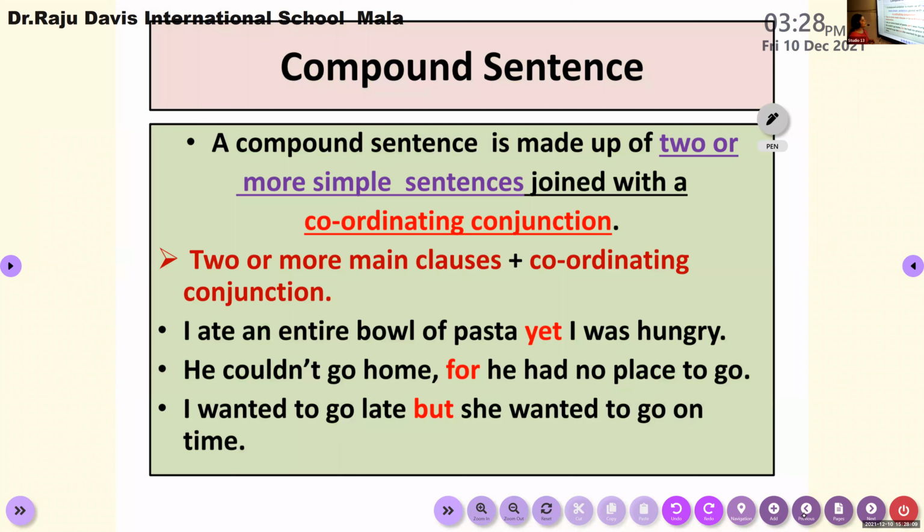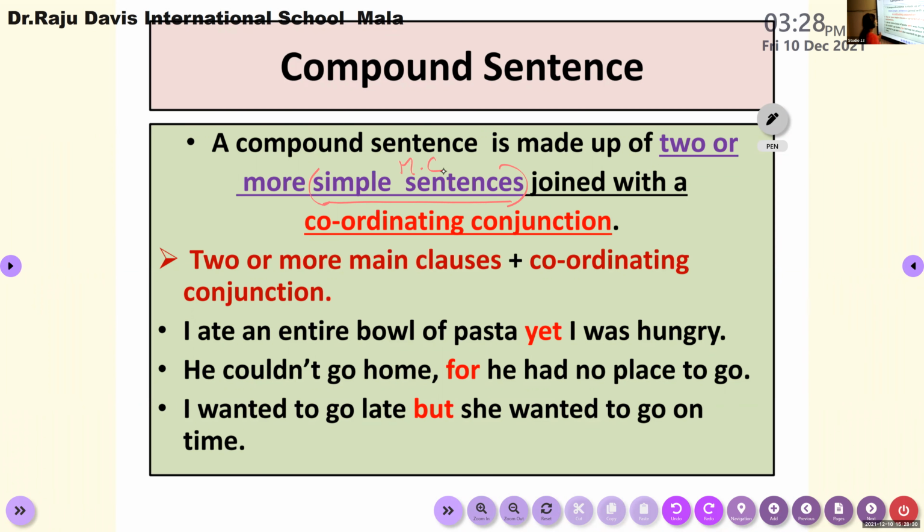Here, compound sentence. I do request everybody to note it. A compound sentence is made up of two or more simple sentences. See, it is written simple sentence because we have main clauses. I told you, if we put a full stop, we'll get it as a main clause. Main clause can be labeled as a simple sentence, right? And this is also known as a short sentence.